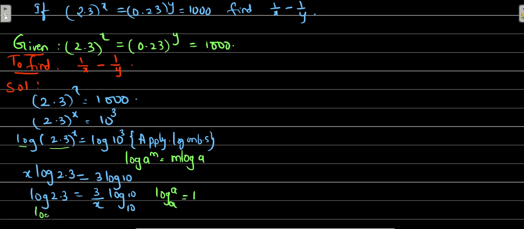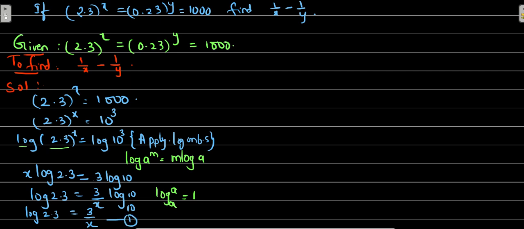So log 2.3 is equal to 3 by x. This is the first thing we got, right? This is the first thing we got. Now let us write it neatly. So this is the first equation.